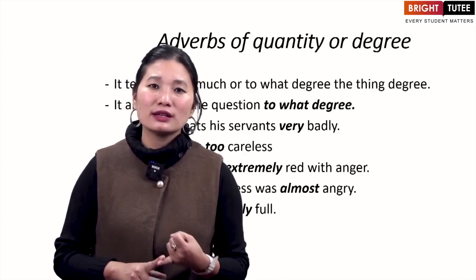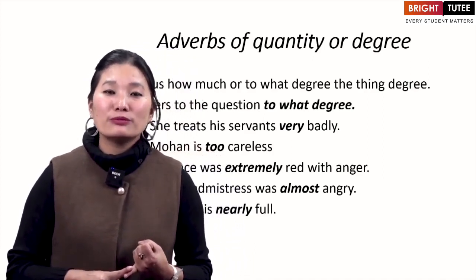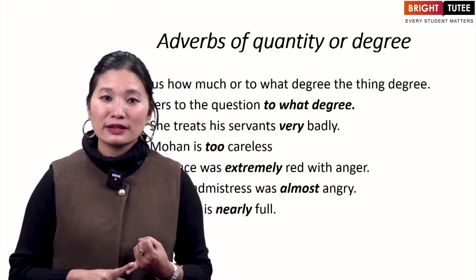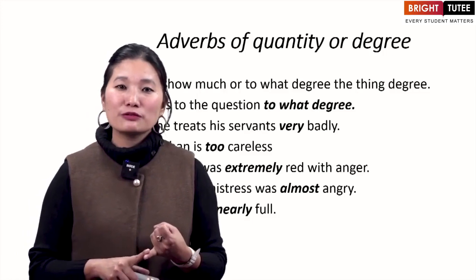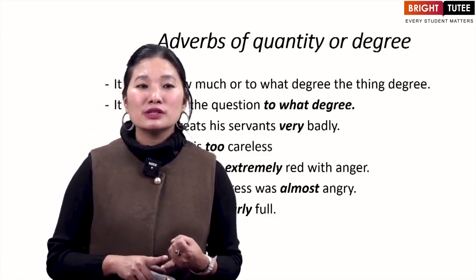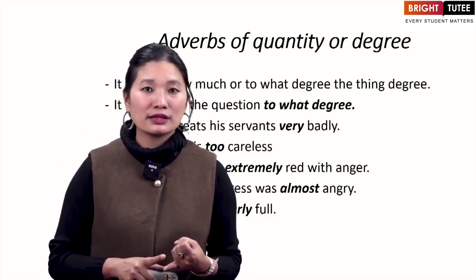What was the first one? Adverb of manner. What is its work? An adverb of manner tells you how an action took place. Example, she works very carefully. How does she work? Carefully, that is one.